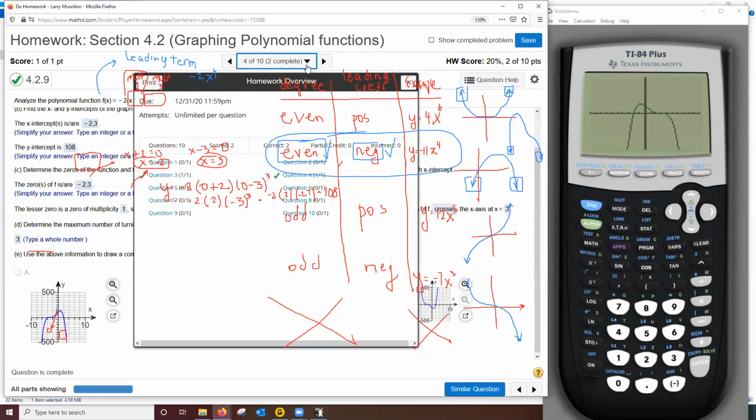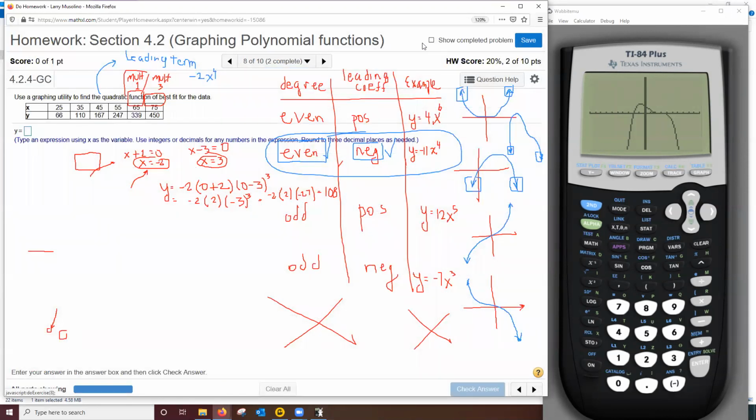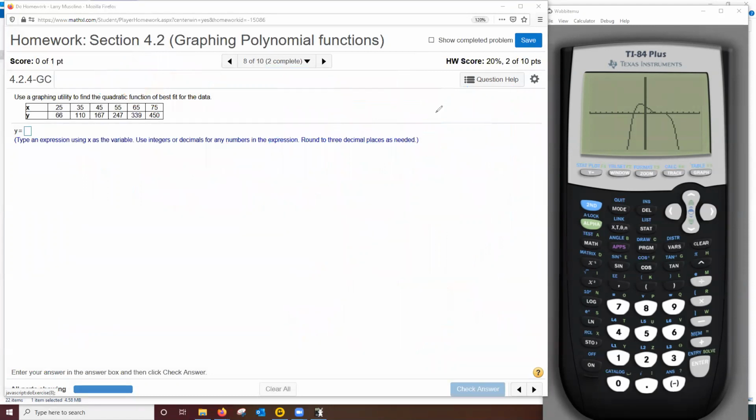All right, let me look at one more example because I want to show you a question that does require either a graphing calculator or a similar type of utility. All right, so what this says is use a graphing utility to find the quadratic function of best fit for this data.